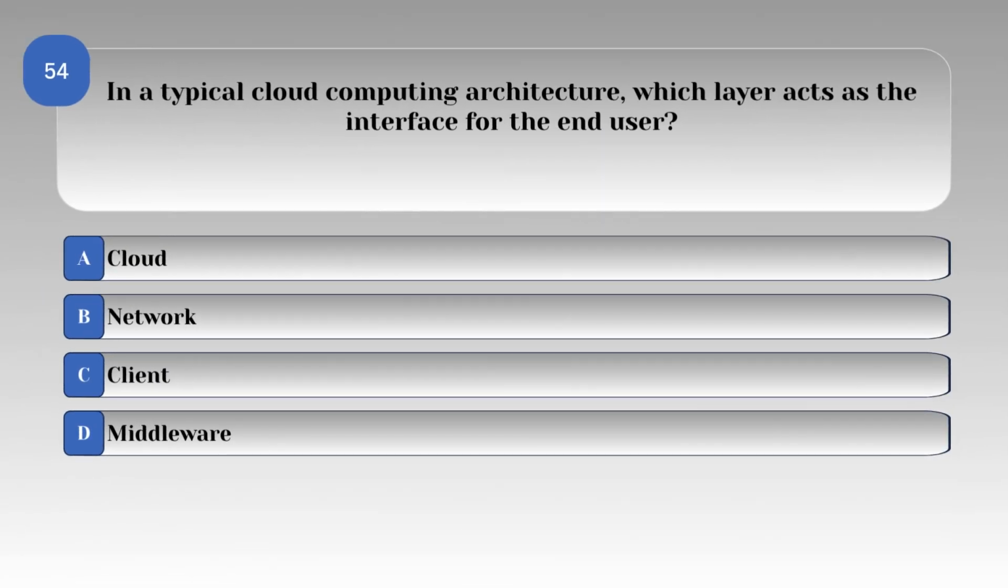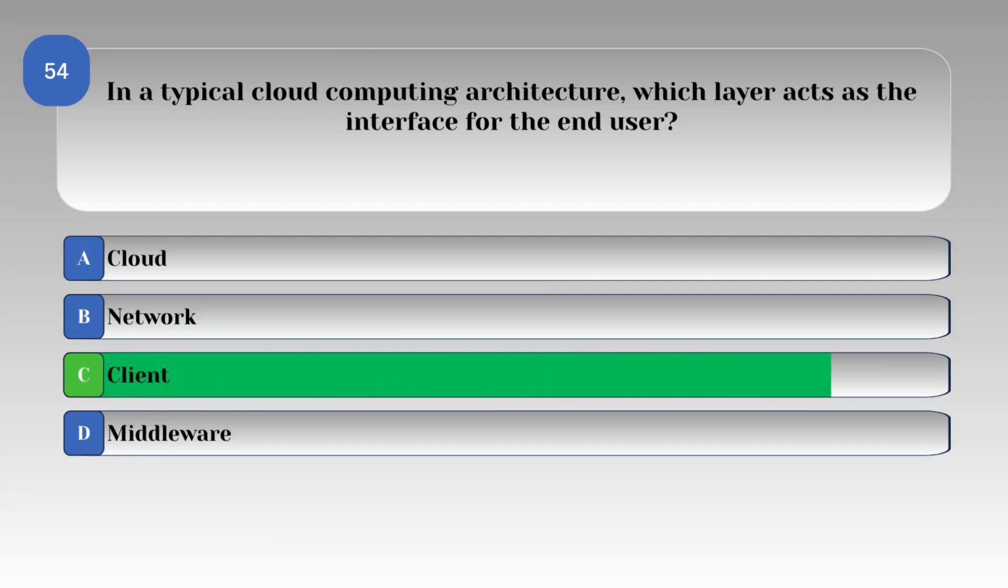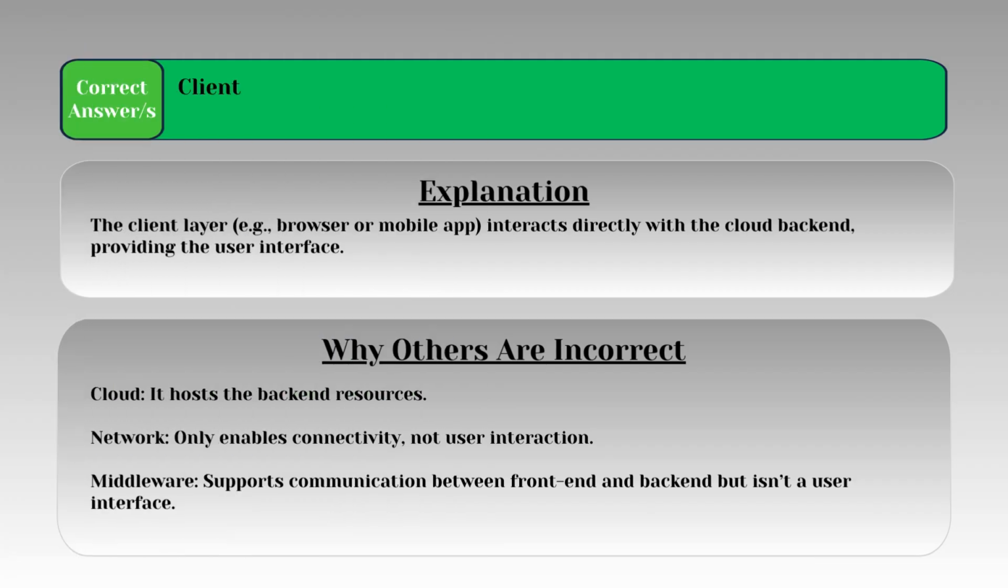In a typical cloud computing architecture, which layer acts as the interface for the end user? Correct answer, client. Explanation: The client layer interacts directly with the cloud backend, providing the user interface. Why others are incorrect: Cloud, it hosts the backend resources. Network, only enables connectivity, not user interaction. Middleware, supports communication between front-end and backend but isn't a user interface.